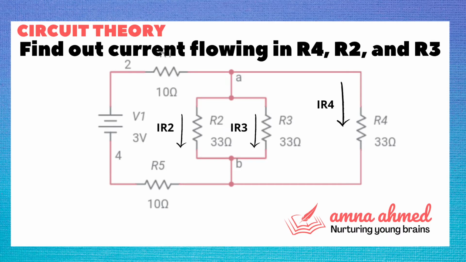Bismillahirrahmanirrahim. Let's evaluate the value of current flowing through R2, that is IR2, current flowing through R3, that is IR3, and current flowing through R4, that is IR4.